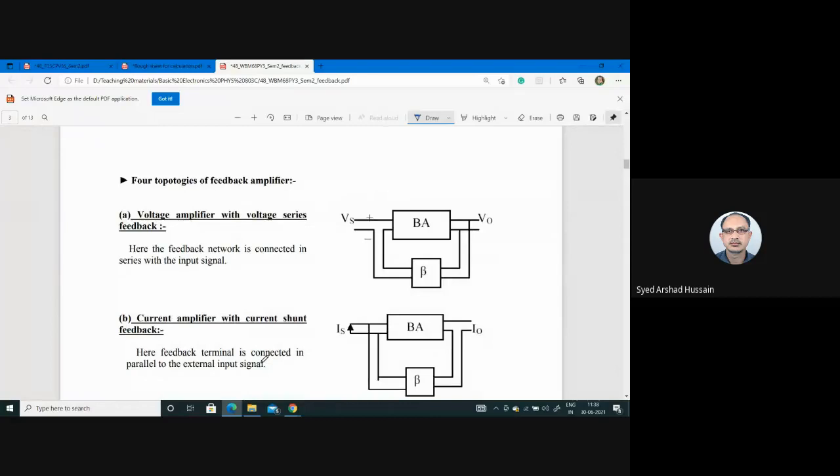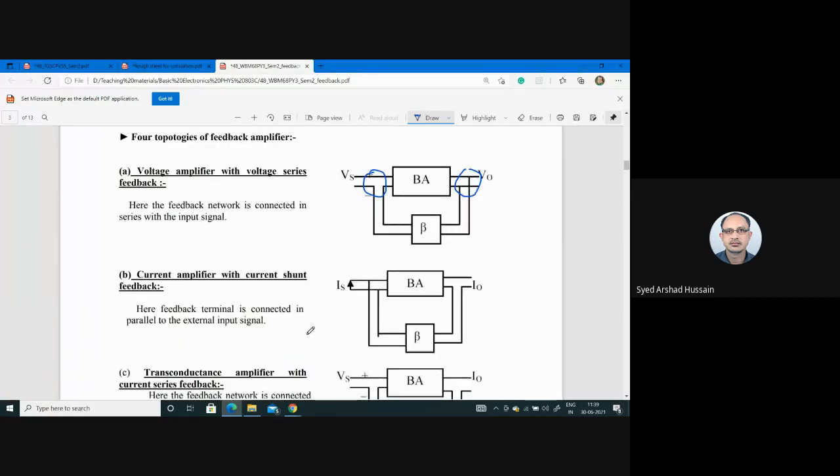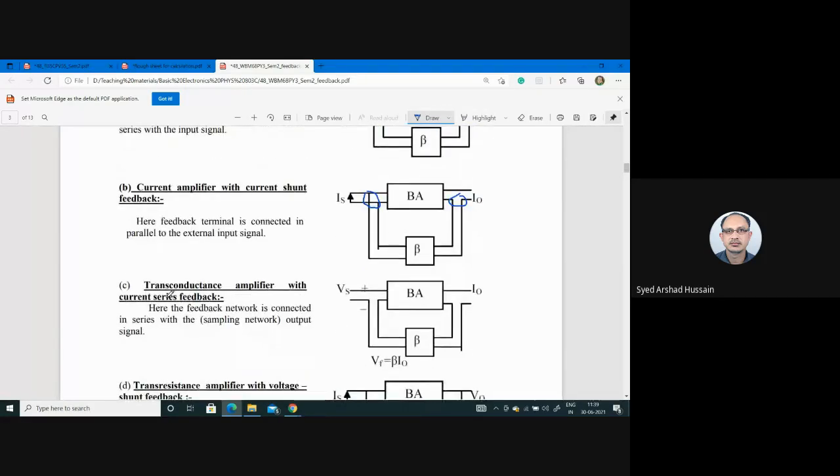Now, depending on the connection of this part, this is your sampling network and mixer network, we have mainly 4 types of feedback system or topology. One is voltage amplifier with voltage series feedback. One is current amplifier with current shunt feedback. So you see, here the input is in series, the output is in parallel. Here, this input part is parallel and this part is series. Then transconductance amplifier with current series feedback.